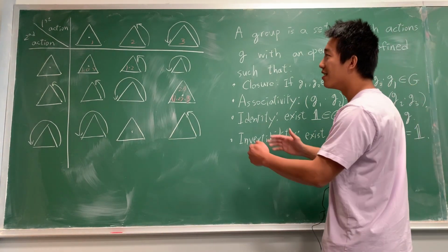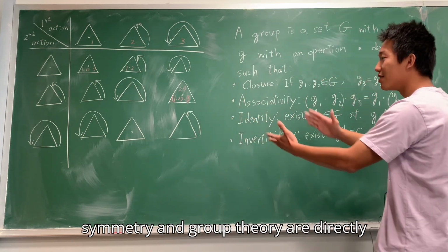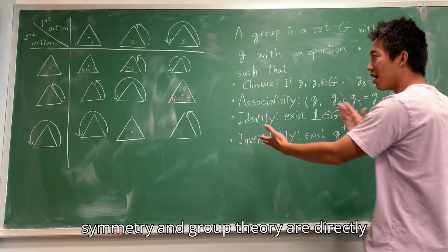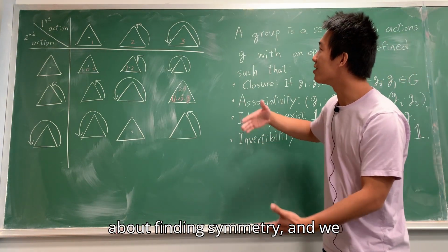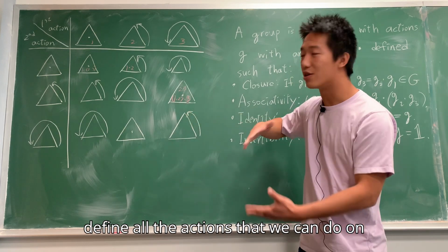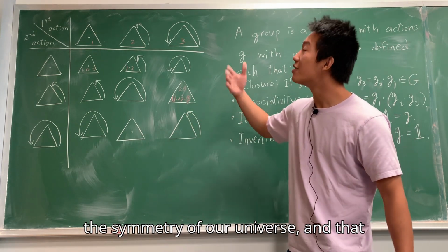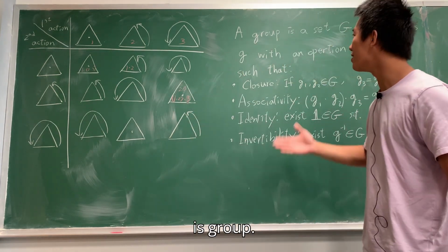So we see symmetry and group theory are directly related. And physics is about finding symmetry, and we define all the actions that we can do on the symmetry of our universe, and that is a group.